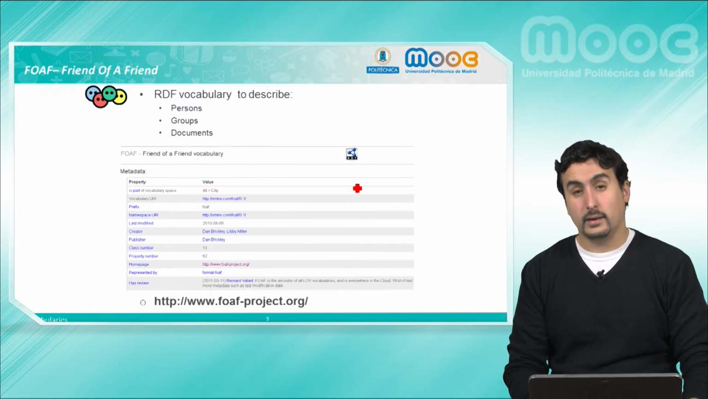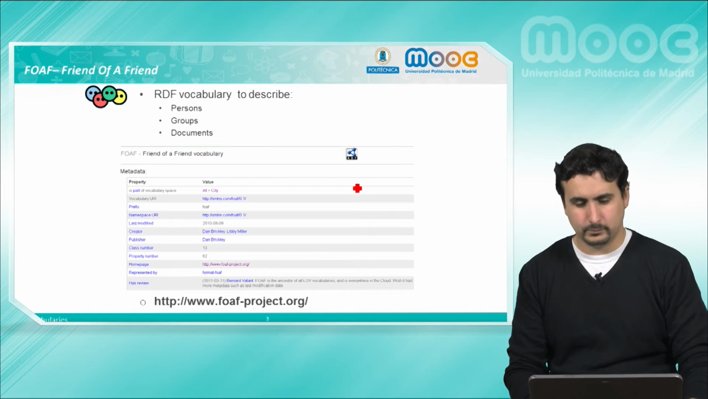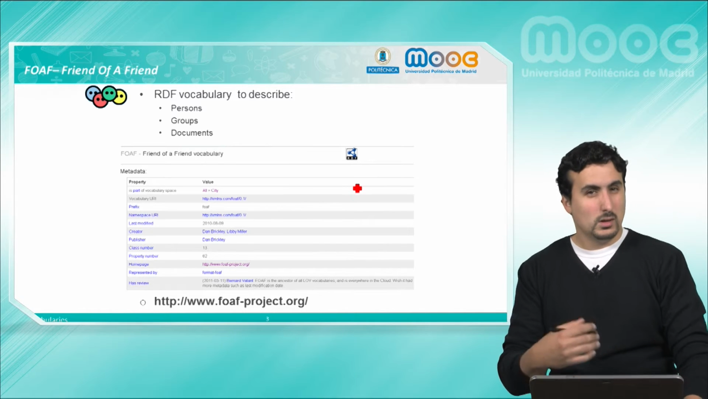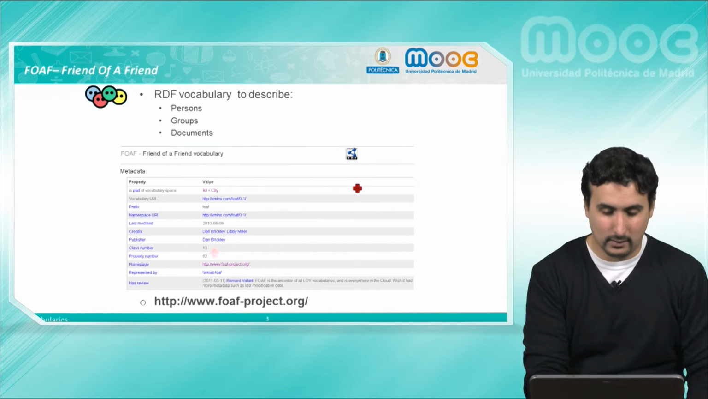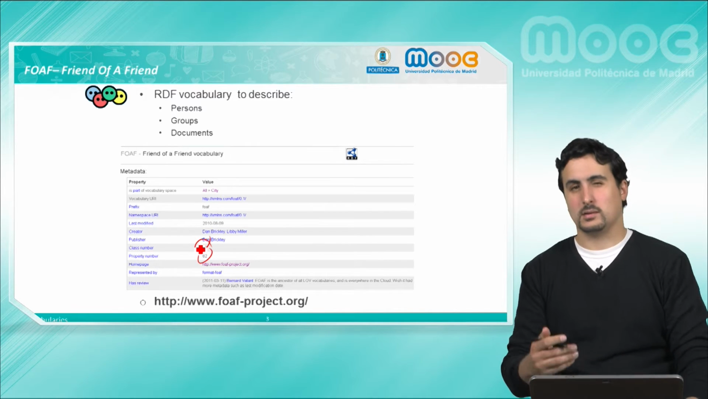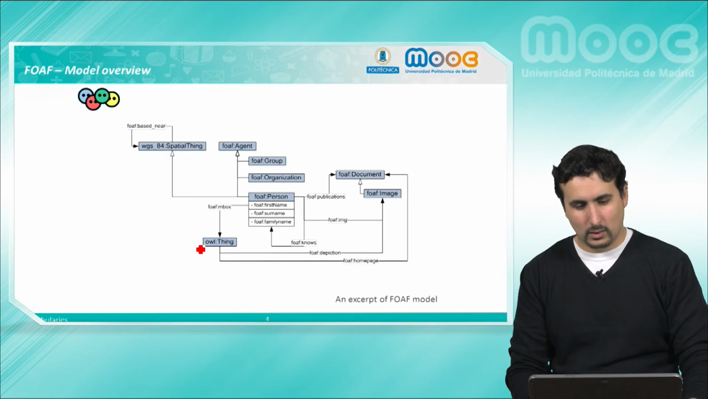FOAF is an RDF vocabulary for representing information about persons, groups and documents. We see here some statistics about it, and as we see, it's not really a big vocabulary. It contains around 13 classes and 62 properties, which is not that big for a vocabulary. This is how the vocabulary looks.